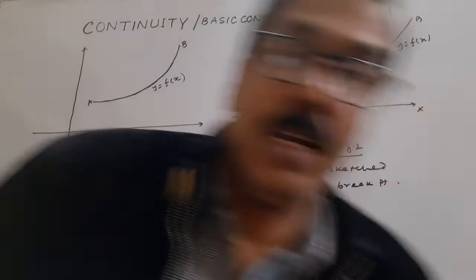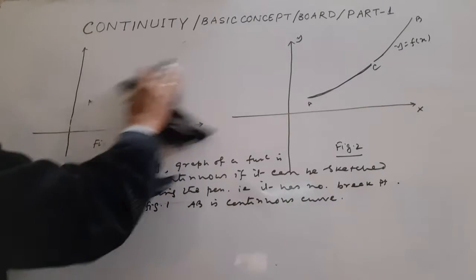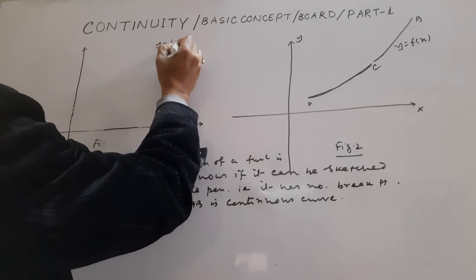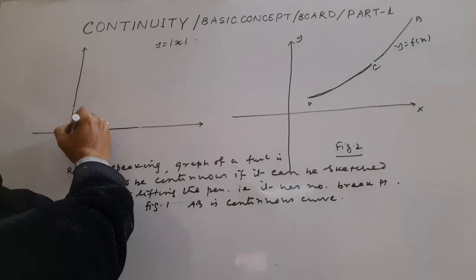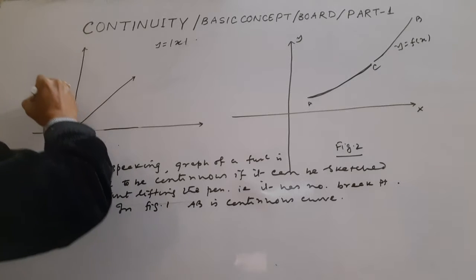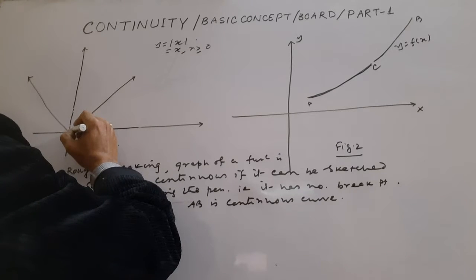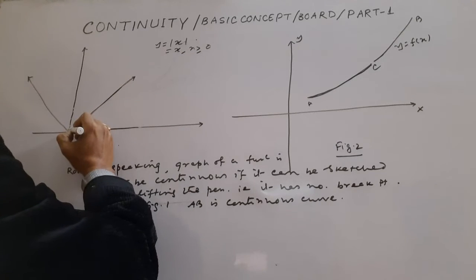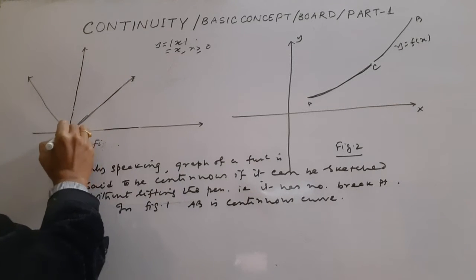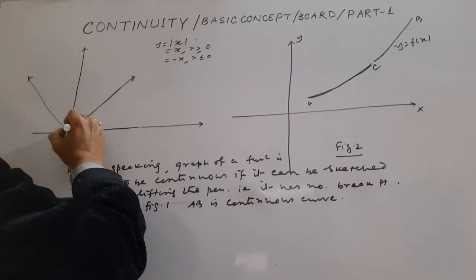Now consider a practical problem. You know y equals to mod x. We have already discussed it in the chapter on graphs. So the graph is like this. y equals to x for x greater than or equal to 0. That is why this restriction. It may be extended, but it is fixed at this. And y equals to minus x for x less than or equal to 0. So this part.